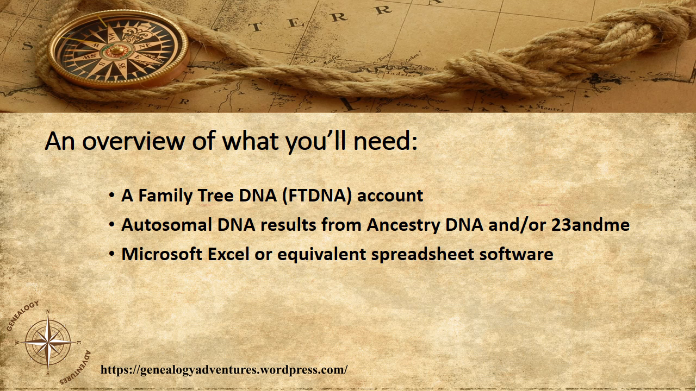So here we have a list of the basic things you're going to need to get started. And thankfully it's quite a small list. So obviously, you're going to need a Family Tree DNA account, and I'll go over that in a bit. You need autosomal DNA results from either Ancestry DNA or 23andMe. Last but not least, Microsoft Excel or an equivalent spreadsheet software. Now the next two screens are going to actually go over how you can download your raw DNA data from either Ancestry or 23andMe.